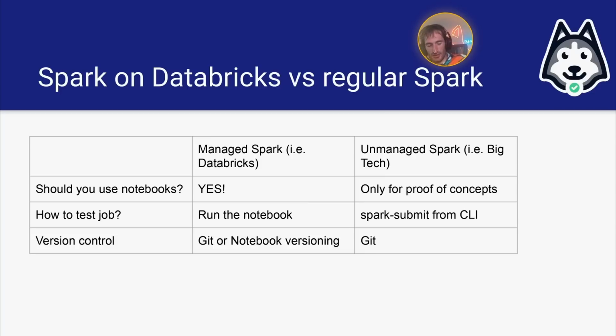But Databricks is all about it. That's what the whole UI is all about; they really want you to use notebooks. But in big tech, you should probably only use notebooks for proof of concept, and then check your Spark code into a Git repo. Then you use something called Spark Submit from the CLI in big tech, whereas you can just run the notebook in Databricks. That's the difference between Spark on Databricks and regular Spark, thinking about best practices. I personally like unmanaged Spark using Git and Spark Submit for my jobs.